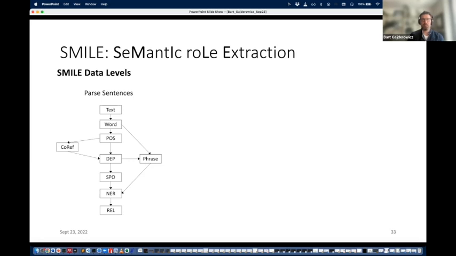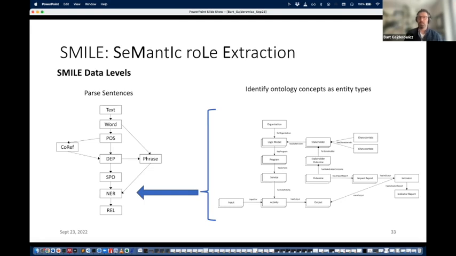Now, these concepts, SPO and above, are all either standard NLP processing outcomes, and the SPO is what I showed you in the previous set of slides, where we actually generate a set of triples and generate semantic roles. And so the main new addition that we're putting into Smile is the NER component. And the NER component is based on the ontology itself.